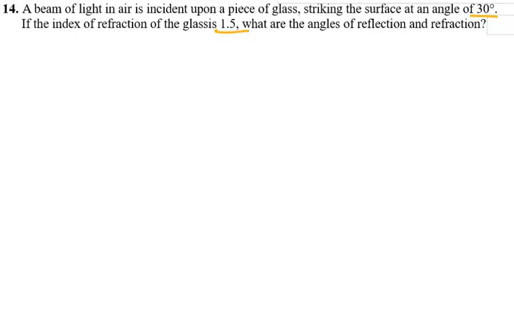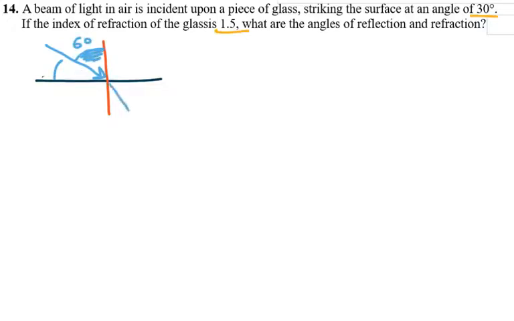This question is related to Snell's law. It says the beam of light in air is incident upon a piece of glass, striking the surface at an angle of 30 degrees. So that is not the incident angle. If this is the glass and here is the normal, then the angle they're talking about is the one 30 degrees here, but I need this angle. So this angle is actually 60 degrees.